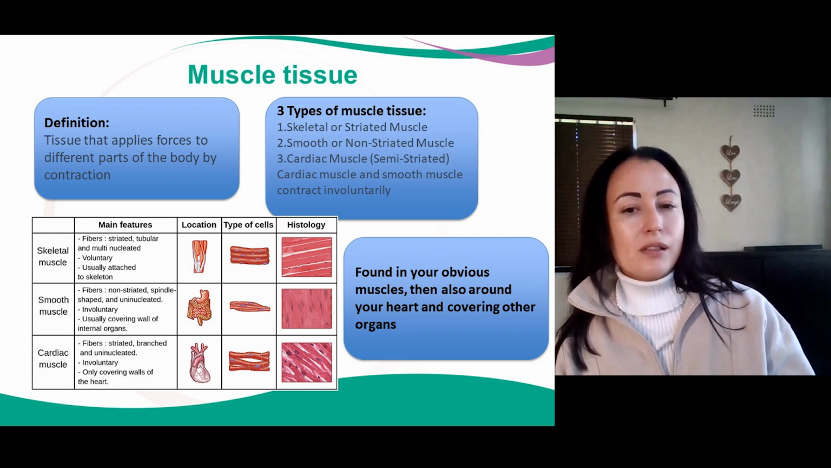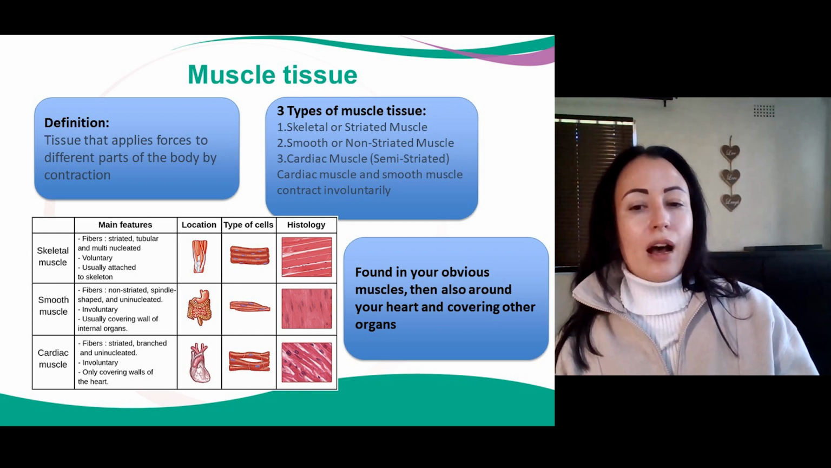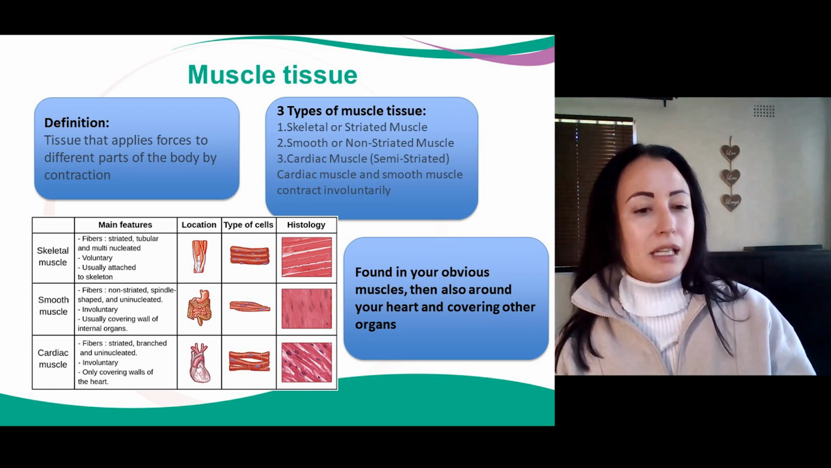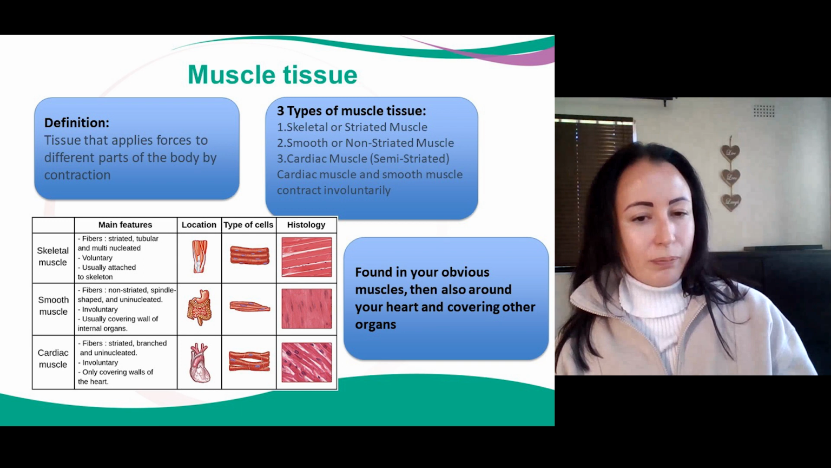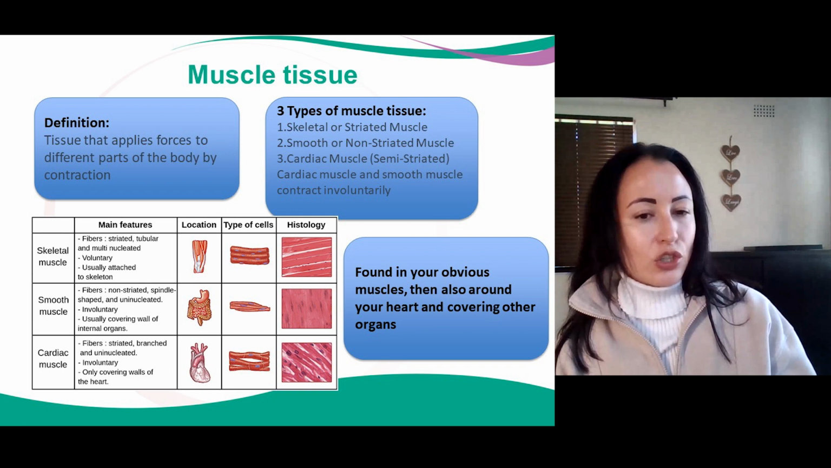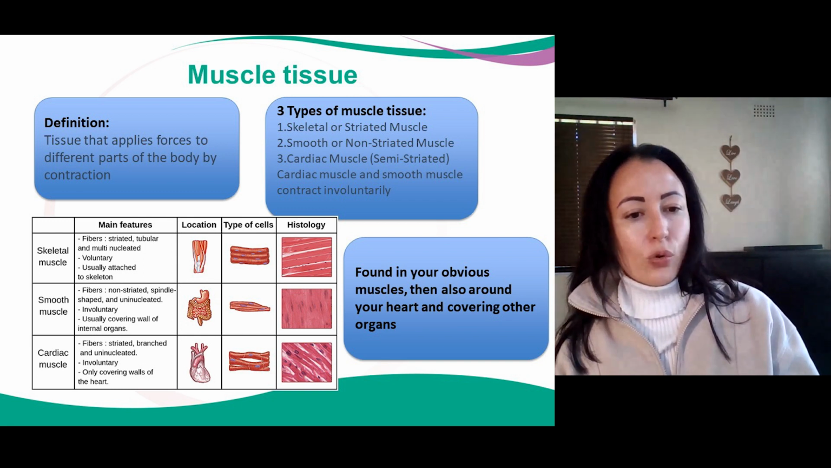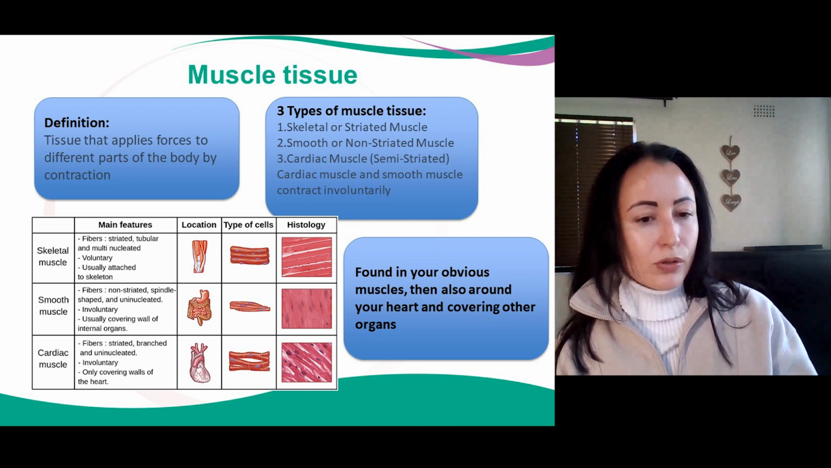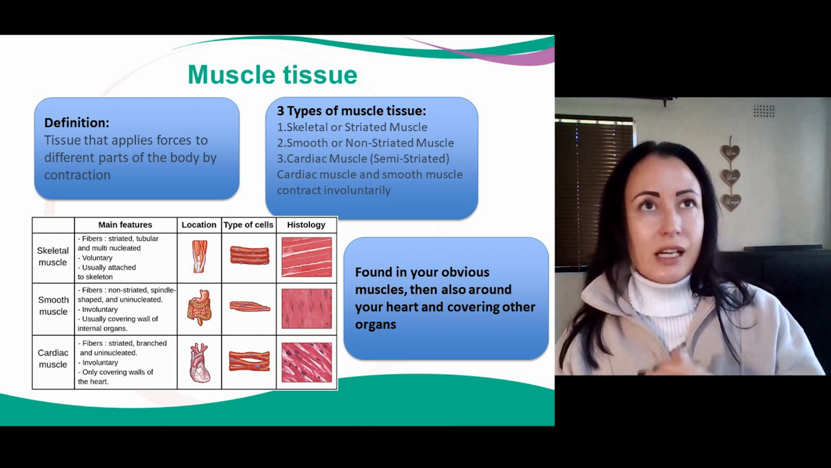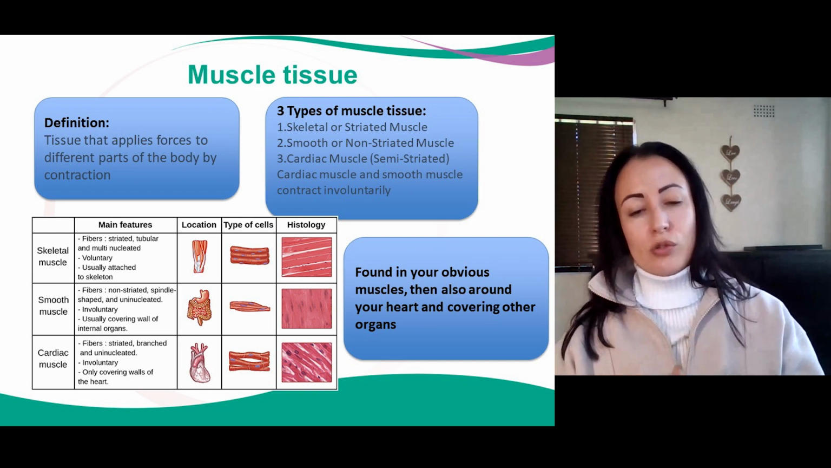Cardiac and smooth muscle contract involuntarily. So you would find them around our heart, around our digestive tract, and in other systems in our body. The little structure picture there will show you that skeletal muscle you could find in the legs, like in the thigh muscle. Smooth muscle you would find in your digestive tract, for example, covering your organs, covering your intestines, so that when your intestines contract, the food can move down in your digestive system.